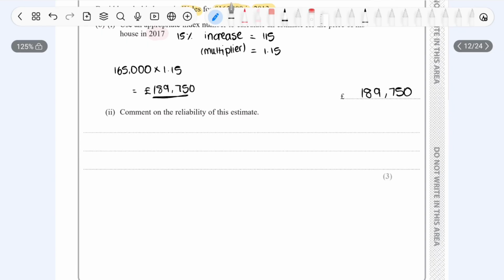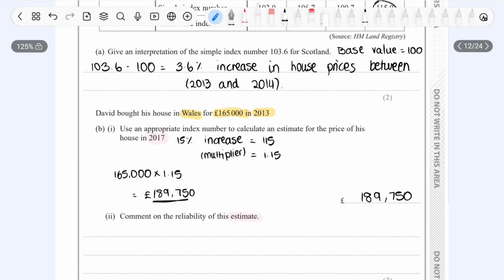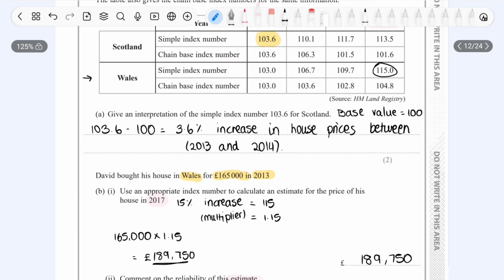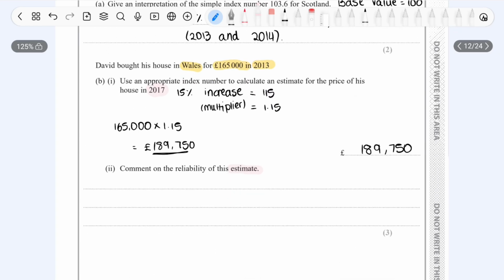Part 2 tells us to comment on the reliability of the estimate, and that's a key word there. So let's go back to the question. The table gives us simple index numbers for the average prices of houses in Scotland and Wales, and therefore the simple index numbers will be based on the average price increase or decrease, but here it's an increase. So if we're looking at the reliability of this estimate, just because the average house prices went up, David's house might have gone up higher, lower, it might have even decreased, or it might be the exact same.